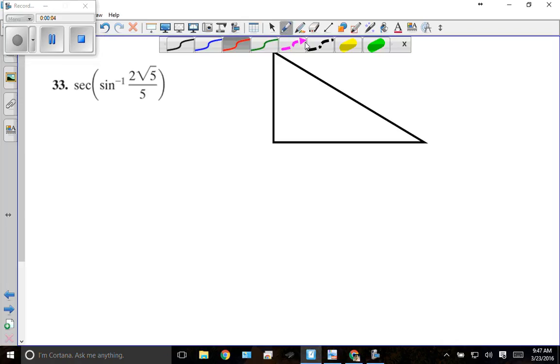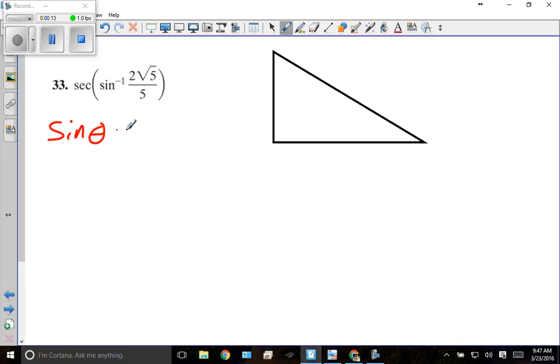Okay, we're going to do the same thing again that we had before. Set up your sine, so we've got sine theta is going to be equal to 2 square root 5 over 5. Again, we've got our opposite, we've got our hypotenuse, so that we know that this is going to be 5, and this is going to be 2 square root of 5.